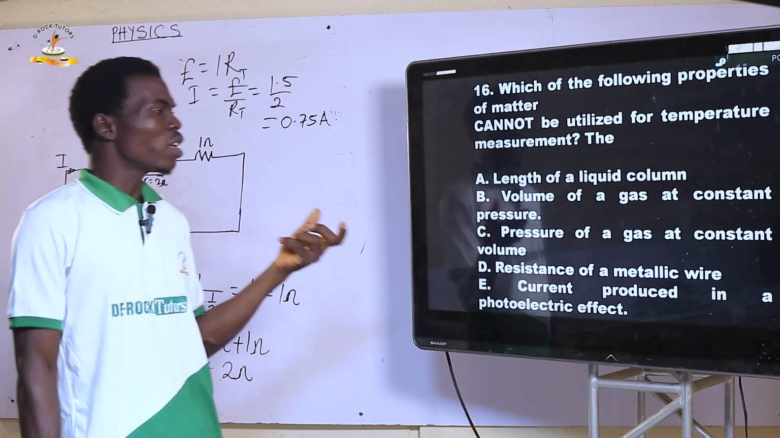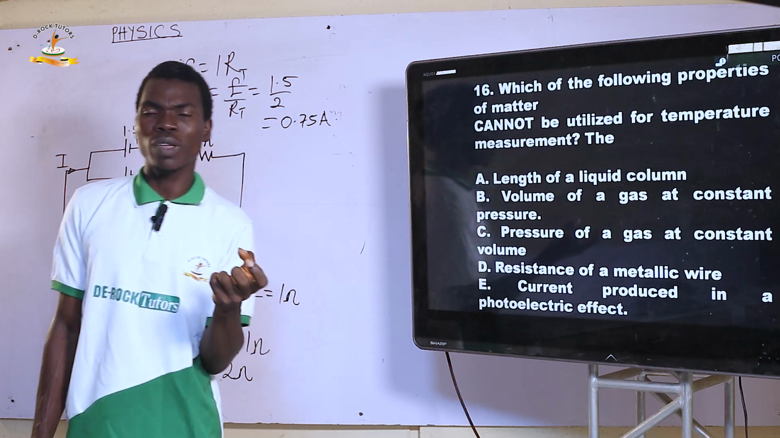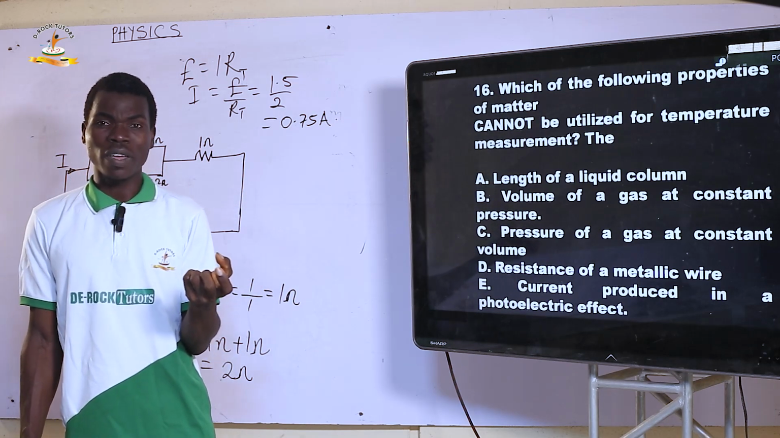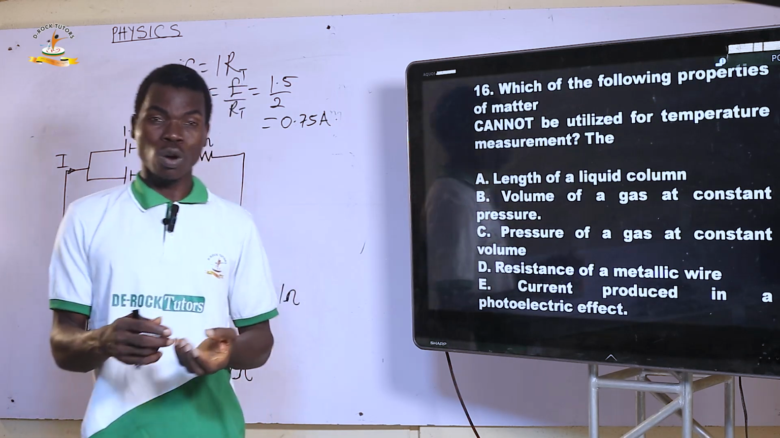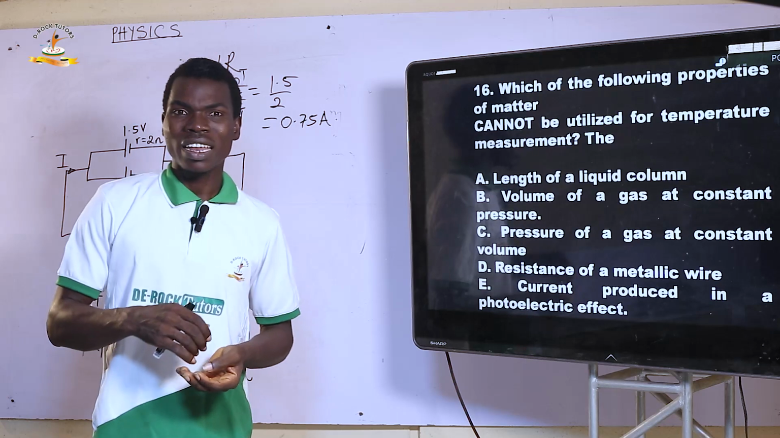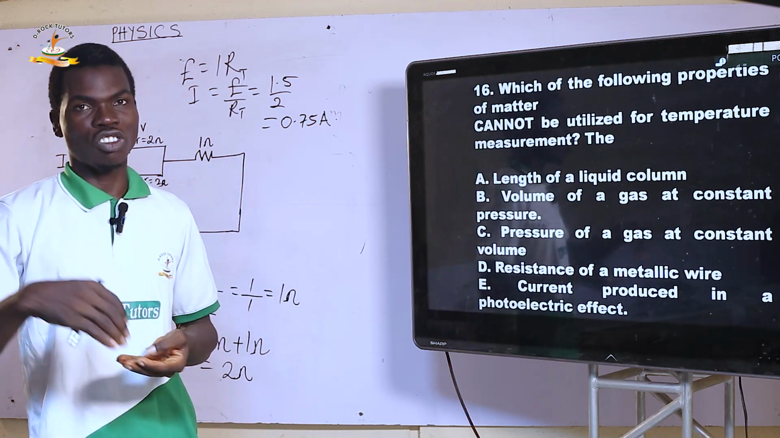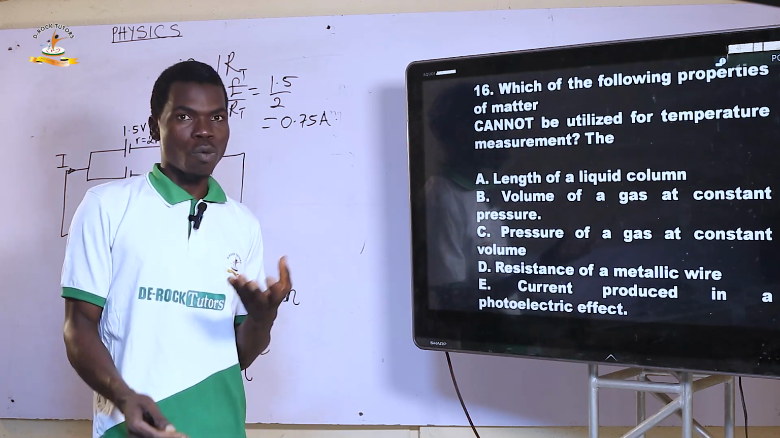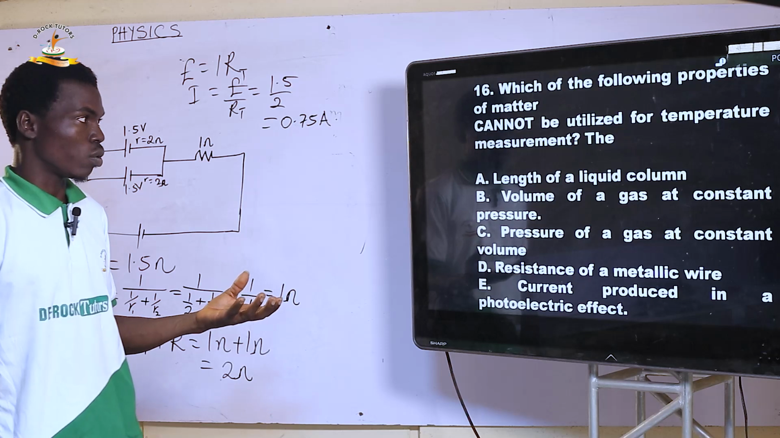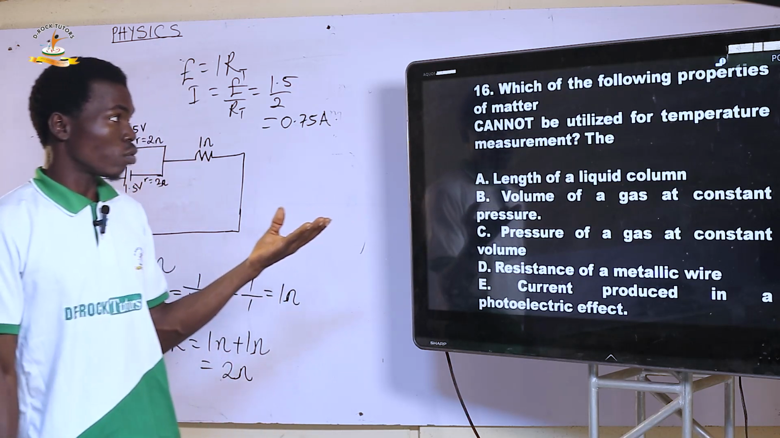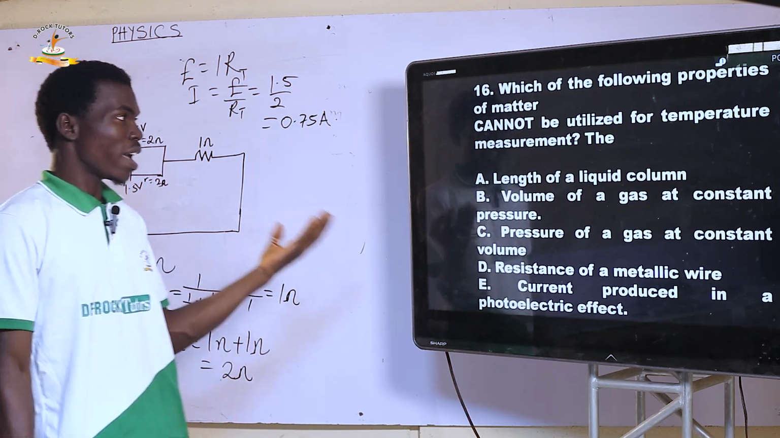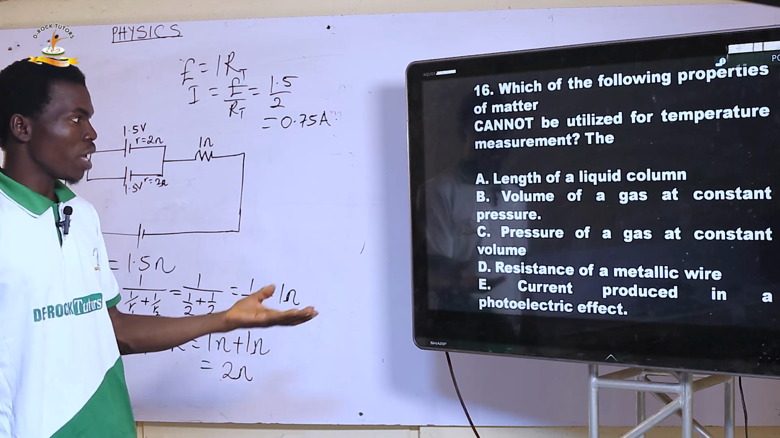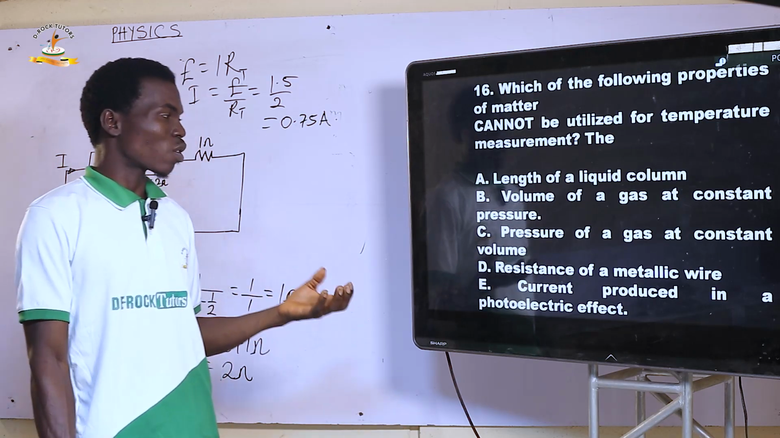A length of a liquid column, if we have a liquid that can expand appreciably, like mercury, then we can actually use it to measure temperature. So A is not a problem. B, volume of a gas at constant pressure.